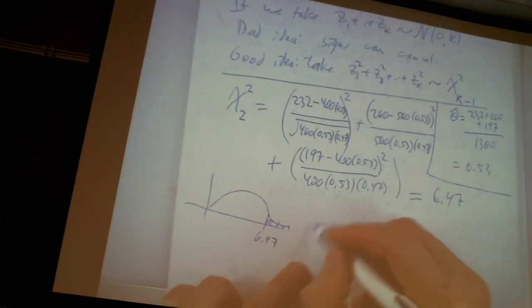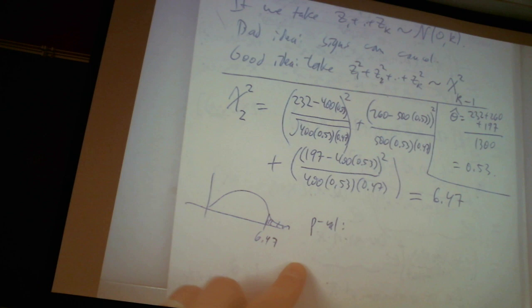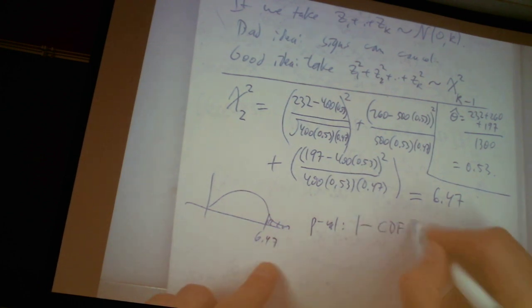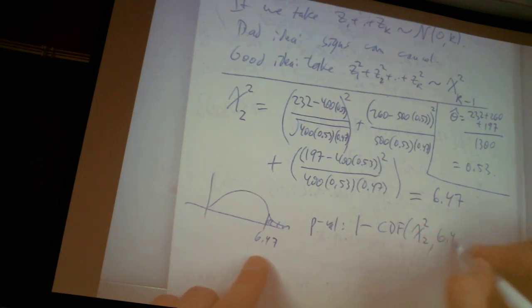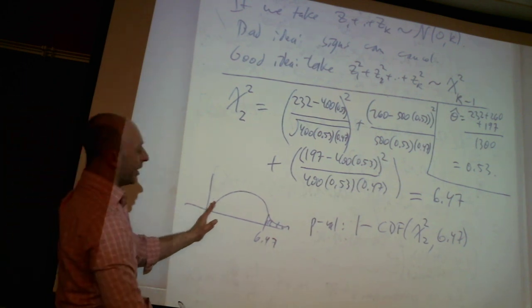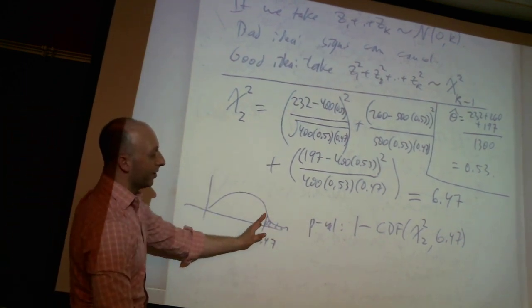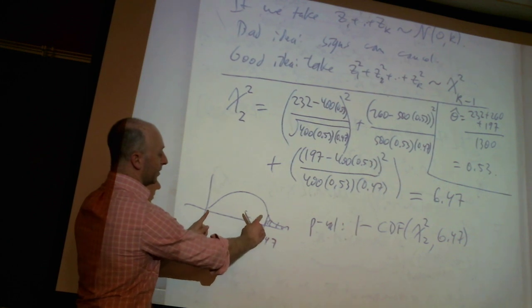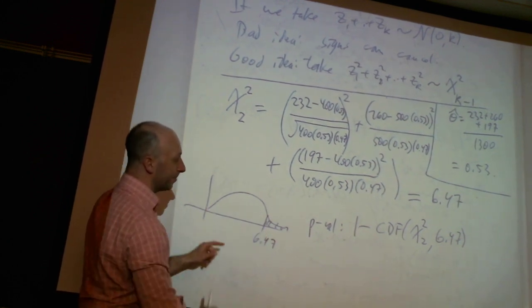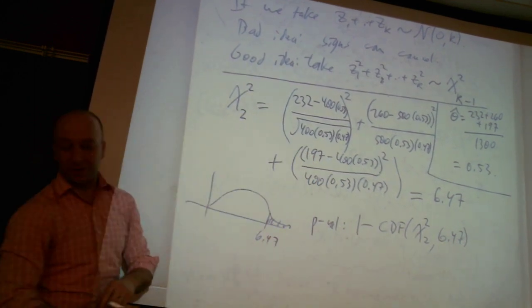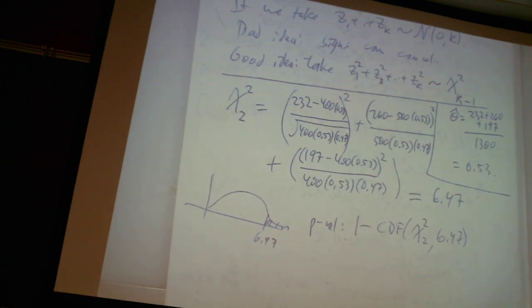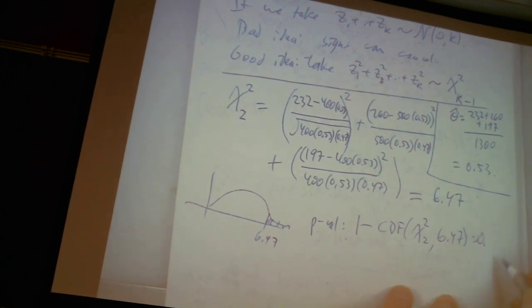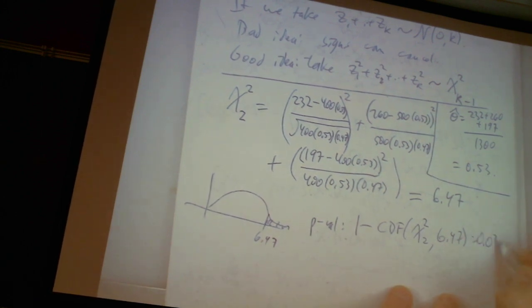Okay, so now the p-value is 1 minus the cumulative density function of a chi-squared with 2 degrees of freedom at this value of 6.47. 1 minus because I want the tail and not the bulk. The cumulative distribution would be this whole thing. You compute that, and it comes out to 0.039.